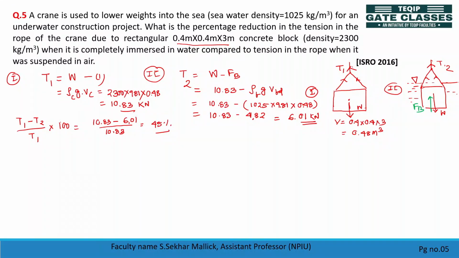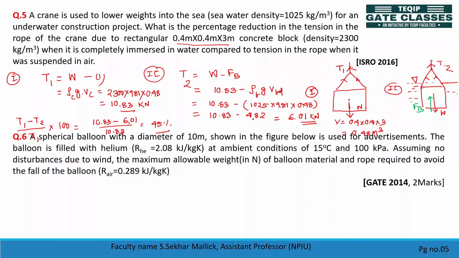Okay. Question number 6. A spherical balloon with a diameter of 10 meter shown in the figure below is used for advertisement. The balloon is filled with helium at ambient condition of 15 degrees Celsius and 100 kilopascal. Assuming no disturbances due to wind, find the maximum allowable weight in Newton of balloon material and rope required to avoid the fall of balloon, and air characteristic gas constant is given. So here please first understand this question.